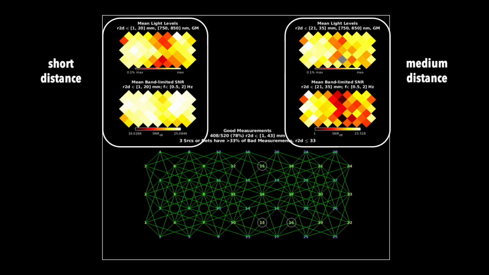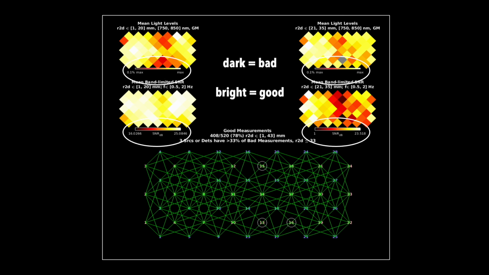The left and right columns plot results restricted to short distance and medium distance source detector separation. The default values selected for these classifications are 1 to 20 and 21 to 35 millimeters. These have been found to give meaningful information in most applications. The color scaling is defined so that brighter colors represent better parameter values.